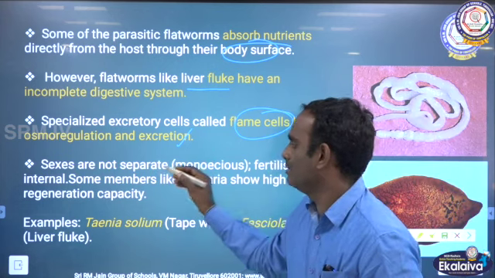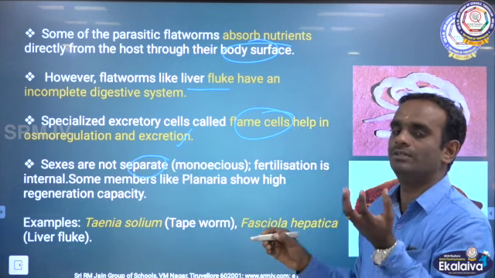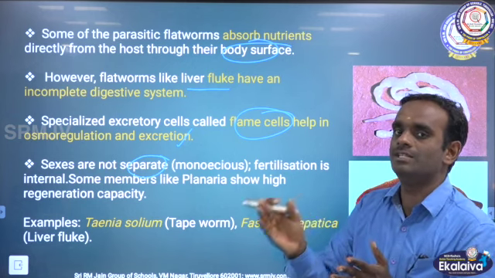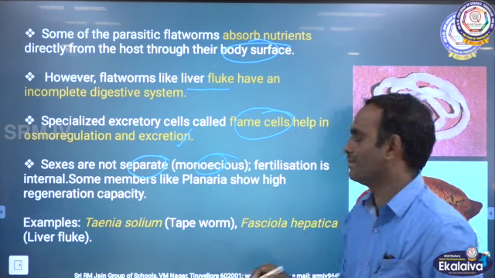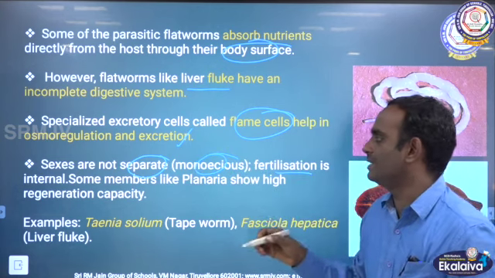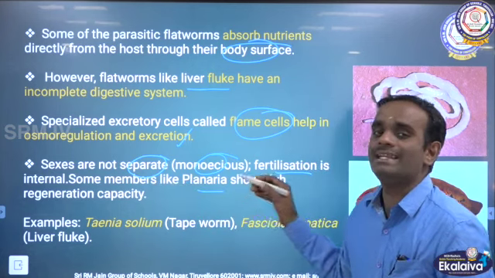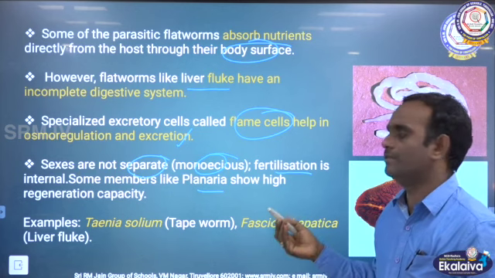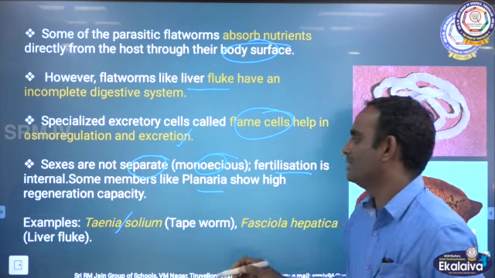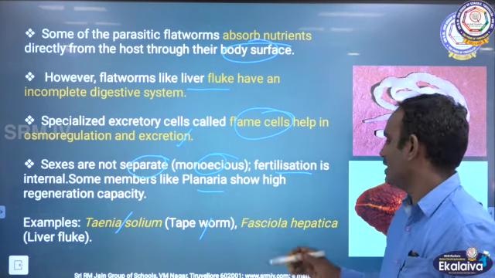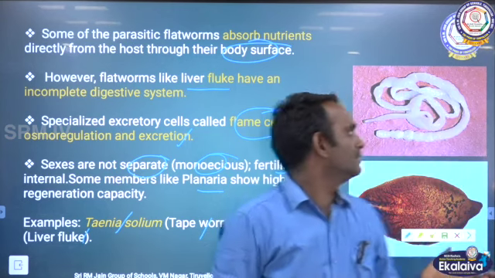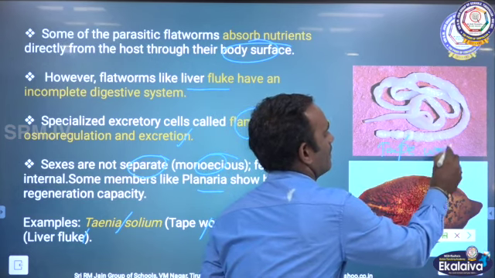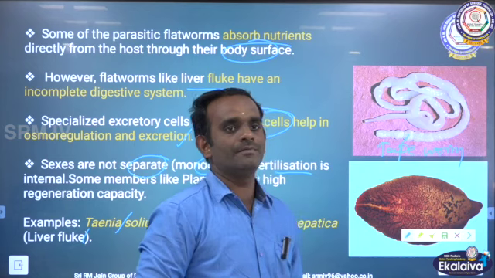Okay. Sexes are not separate. Both male and female sex organs are present in a single animal, so it is said to be monoecious. Fertilization is internal. Some members like Planaria show high regeneration capacity. Examples of flatworms are Taenia solium, which is tapeworm, and another one is liver fluke. See the picture of tapeworm and this liver fluke. Clear, children?